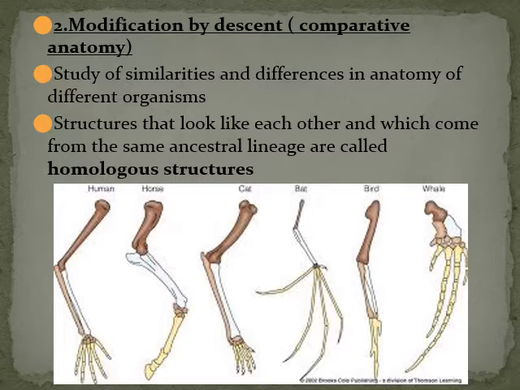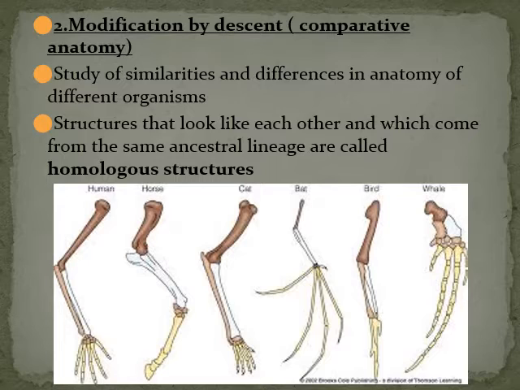We have a human, a horse, cat, bat, bird, and whale. In each one of these pictures, we have the forelimb pictured. So we have the humerus, the ulna, the radius, the carpals, metacarpals, and the phalanges. And if you look very carefully, the bones that are shared amongst each of these organisms are colored in the same color.